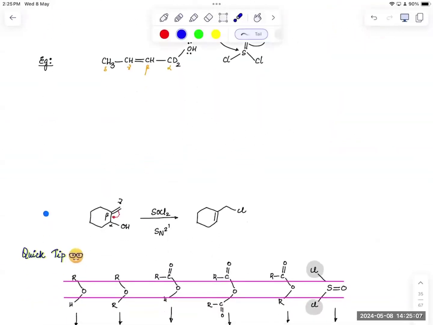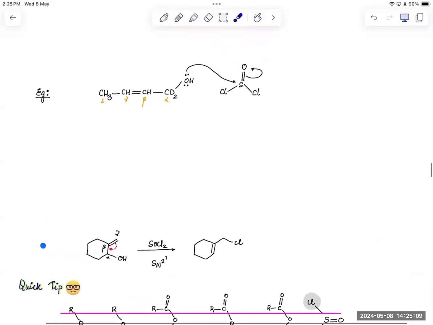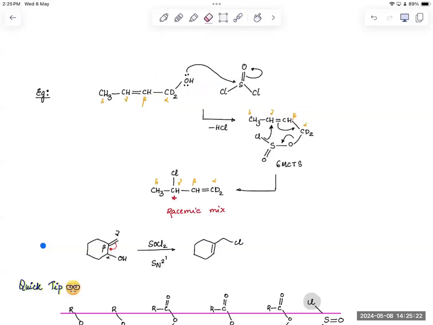So the same logic here. Here we have the alpha position, beta position, gamma position. So where would the attack be? At the gamma position, so that the double bond can move here and this oxygen can leave from here. So you can see the mechanism, how it happens. Cl will attack on the gamma position, the double bond will move, oxygen will move here, and via a 6-member transition state, this is the product.